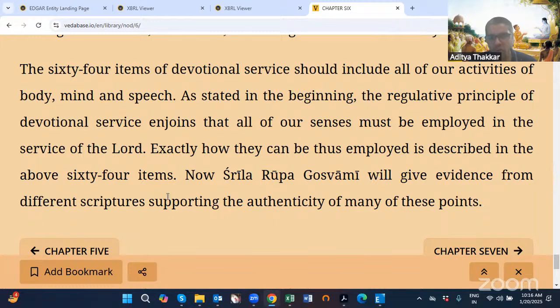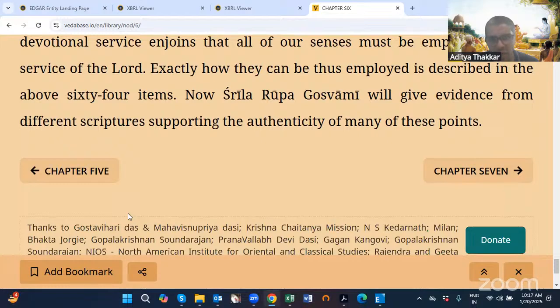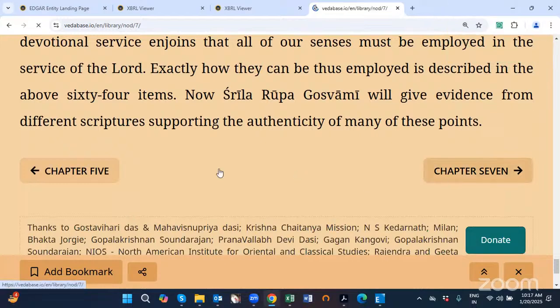Now, Srila Rupa Goswami will give evidence from different scriptures supporting the authenticity of many of these points. Hare Krishna.